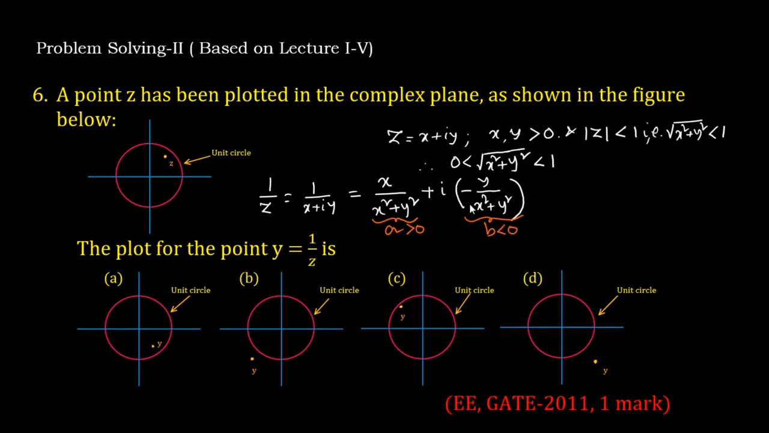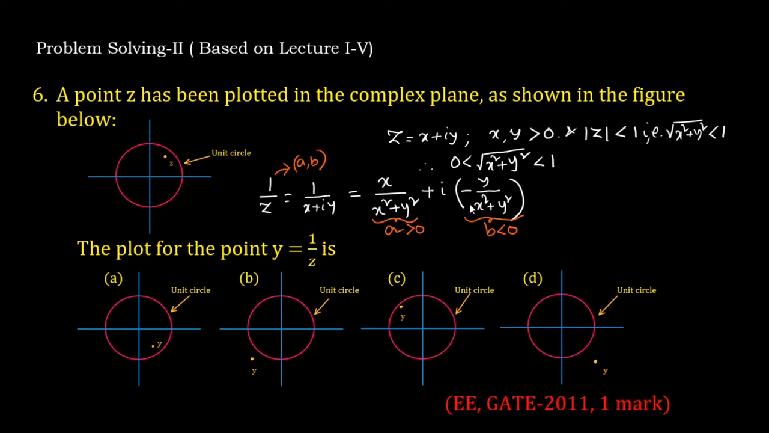So this 1 by z, if I think of it in terms of coordinates, is an ordered pair (a, b) where a is greater than 0 and b is less than 0. So where will this 1 by z lie? Pretty simple. It will lie in the fourth quadrant. Now if we scan the options, in the first and the fourth option, 1 by z is lying in the fourth quadrant. In option A, this y is lying inside the unit circle, and for option D, this y is lying outside the unit circle. Now we need to find out where this 1 by z is lying. In the fourth quadrant, that's okay, but inside the unit circle or outside the unit circle?